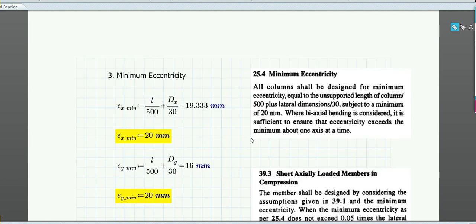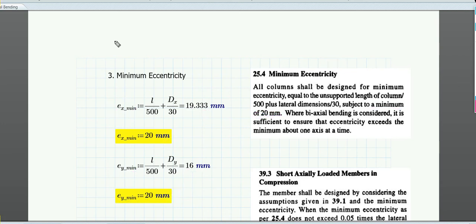Then we have to look for the minimum eccentricity. The only difference that will come is here, that you have to find out the minimum eccentricity. So ex minimum is L by 500 plus dx by 30, which is around 19.33, and minimum 20 mm that we have to assume, and ey minimum is also coming out to be 16, and we also have to take minimum 20 mm. So ex minimum is 20 and ey minimum also we have taken as 20.